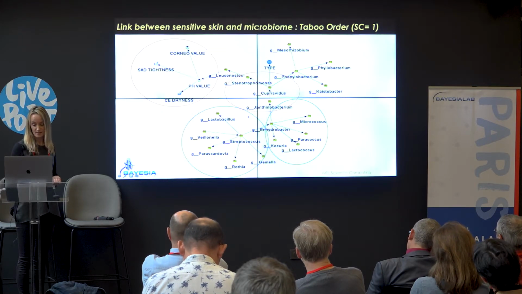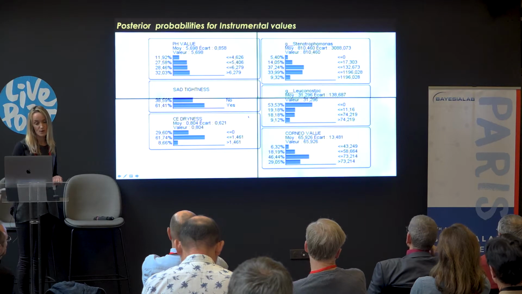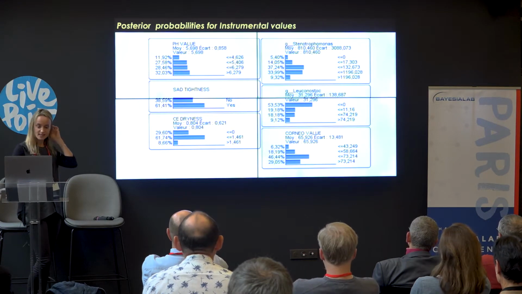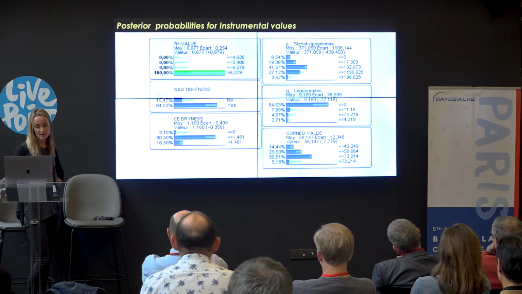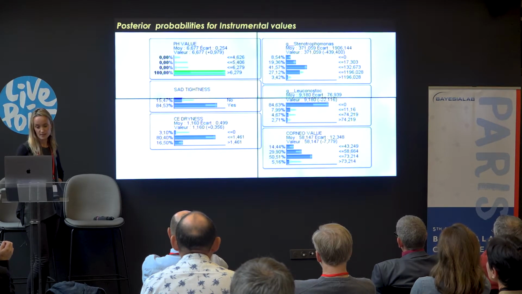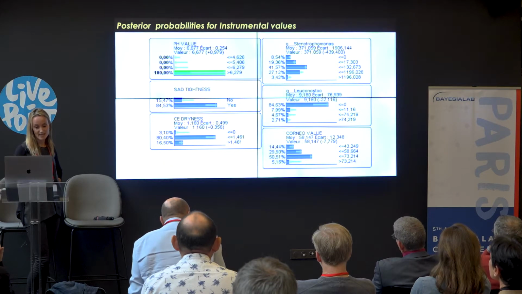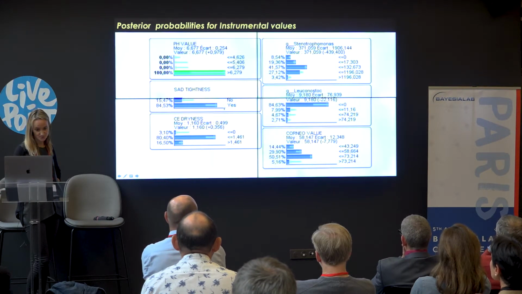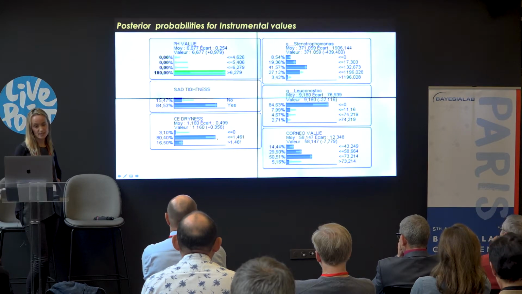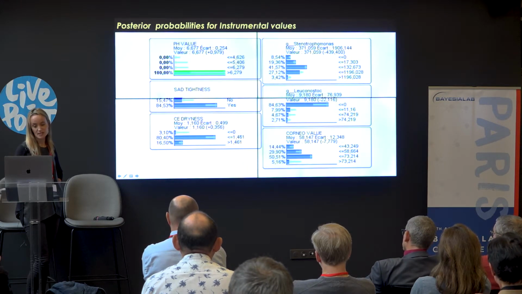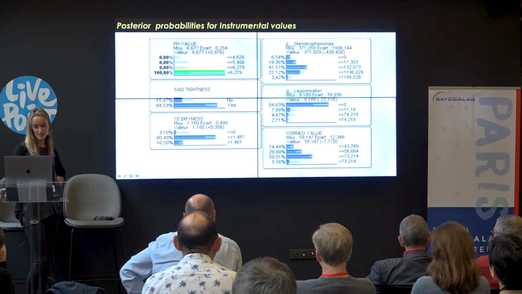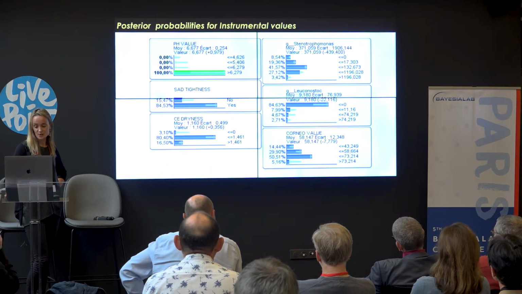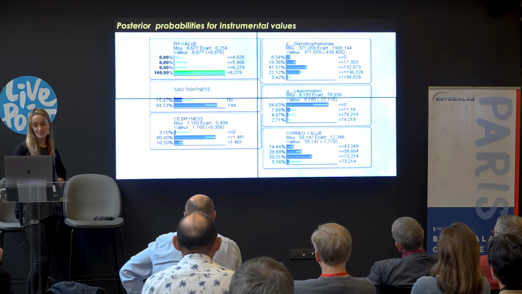We can have a quick view of the posterior probabilities, and you will see that when the pH is at the highest level, we have some bacteria that decrease, and we have the tightness that increases also, and the dryness that increases also. So all those hypotheses were in the good sense with the scientists. So it is really interesting for the scientists.